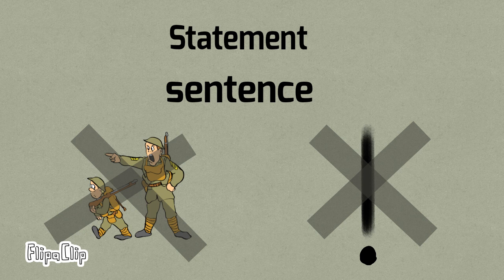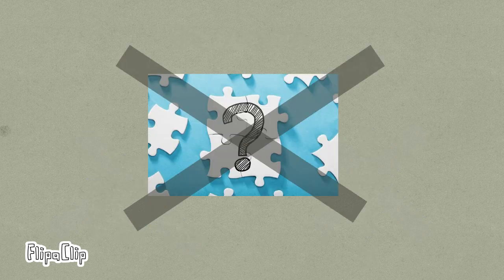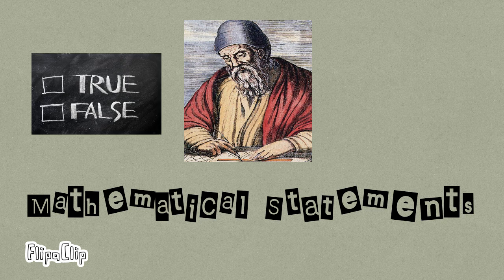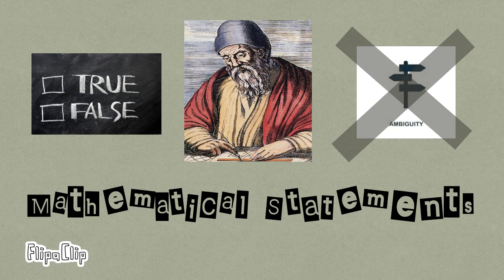A statement is a sentence which is not an order or an exclamatory sentence. And of course, a statement is not a question. In mathematics, a statement is only acceptable or valid if it's either true or false. Otherwise, there is an ambiguity. But a mathematical statement cannot be ambiguous.